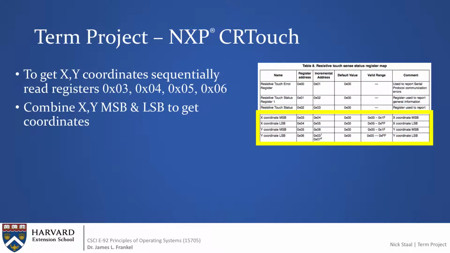There are internal registers on the actual CR Touch, and in order to get the X and Y coordinates, you would read registers 0x03, 0x04, 0x05, and 0x06 in that sequence specifically. If you didn't read in that sequence, you would not get the correct numbers. In fact, it would just continuously give you the same value until you read the incremental address as shown in the table. Following that sequence of address to incremental address was required.